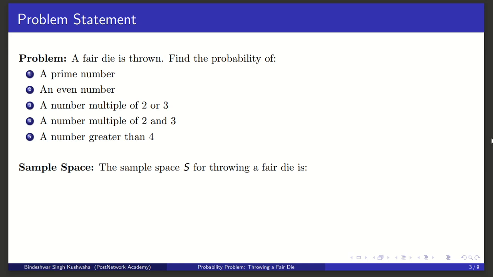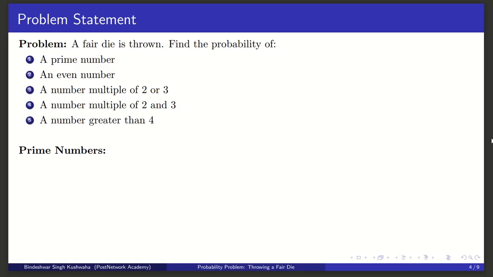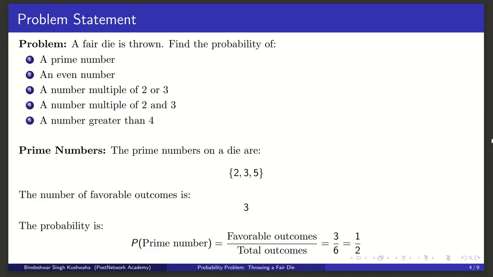So let us see the sample space. The sample space is either 1, 2, 3, 4, 5 or 6. And the first problem is a prime number. So 2, 3 and 5 are prime numbers. So the total number of favorable cases is 3. So the probability of a prime number is favorable outcomes upon total outcomes, that is 3 upon 6, and that will come to 1 upon 2.